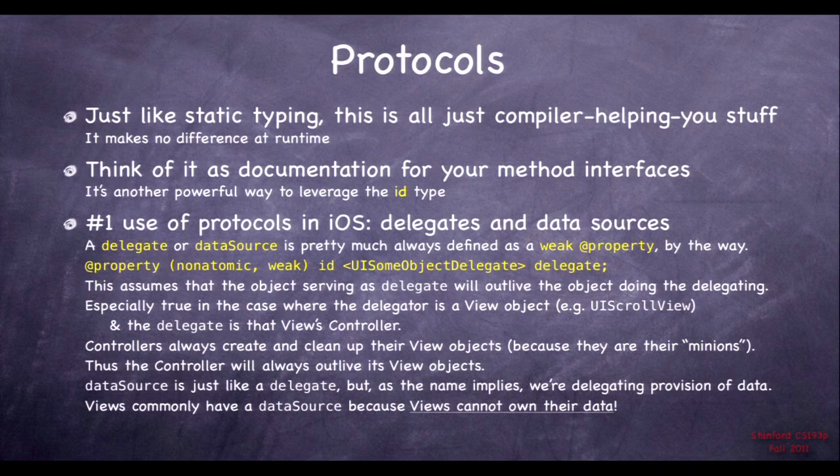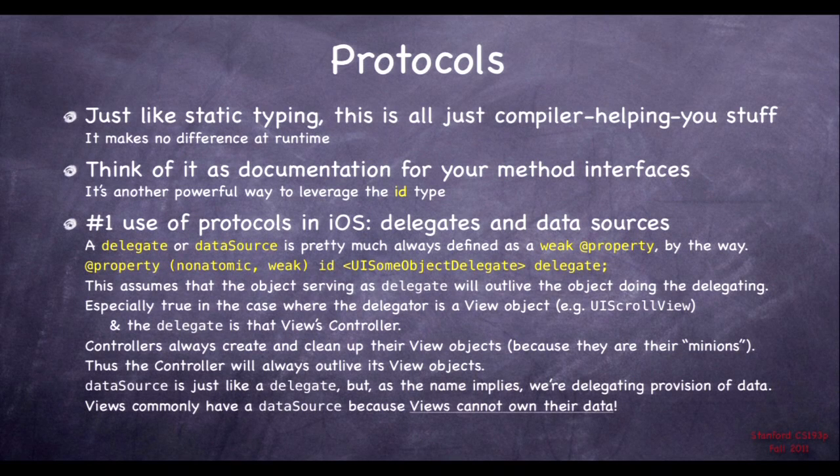Now, when we use the phrase data source, we're still talking about delegation, but we're talking specifically about delegating the source of data for a view, because remember, views cannot own their data. Views cannot have an instance variable-based property that points to the data they're drawing. They can have properties for things like how they draw, maybe the color they're using or something like that, but they should not have a pointer to the data that they're actually presenting. That's the purview of the controller, because only the controller can talk to the model, which is usually providing the information that a view is displaying.